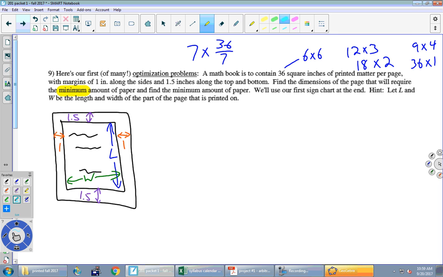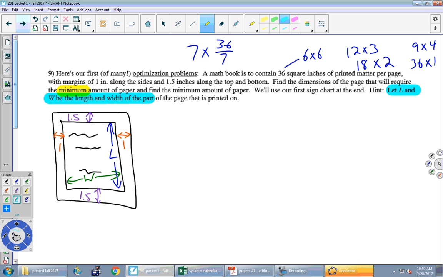All right, and it's written here in the hint, let L be the length and W be the width. If that weren't written there, you would need to write that in words. Let L equal the length. And in fact, I was lazy here. I should have included a unit word. Length in inches is what I should have said there.